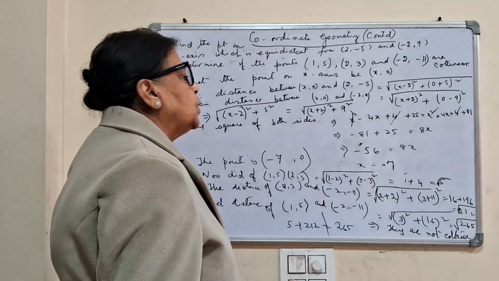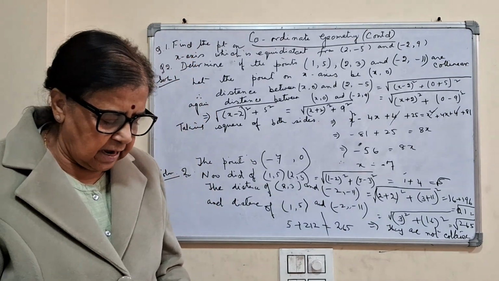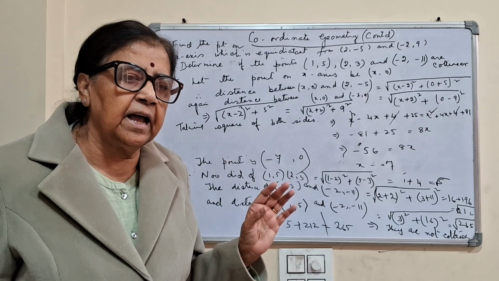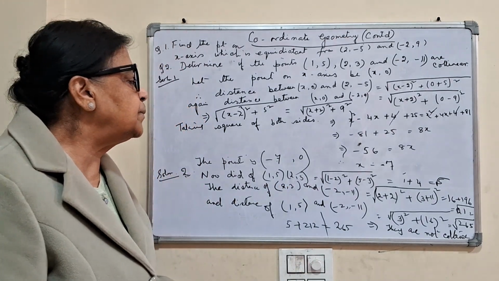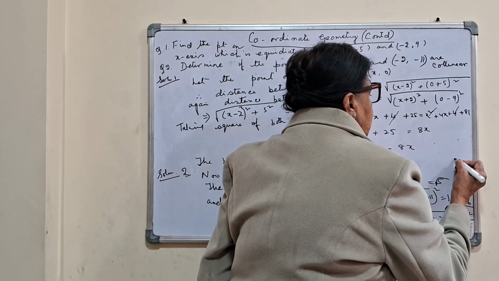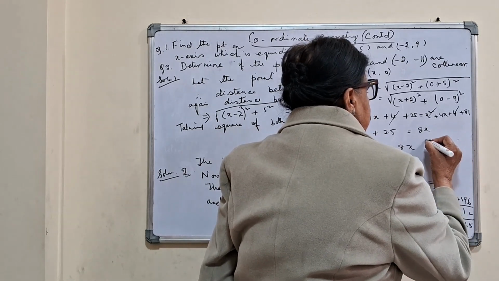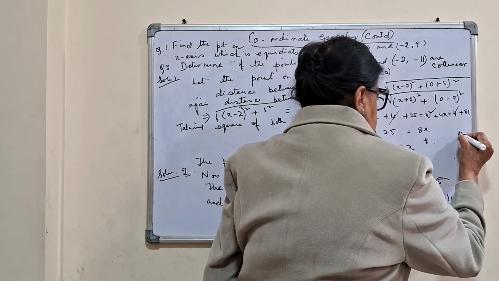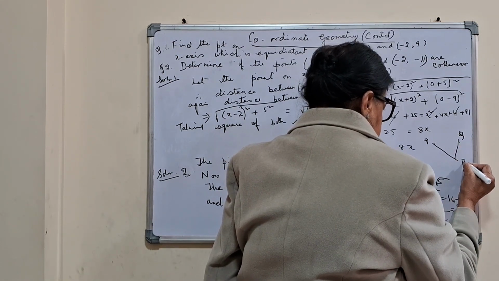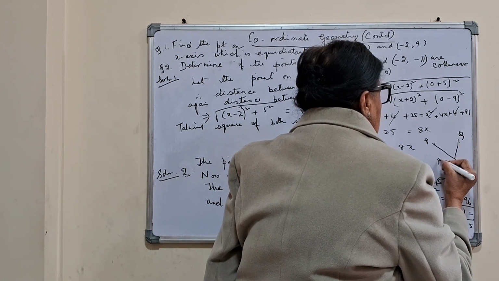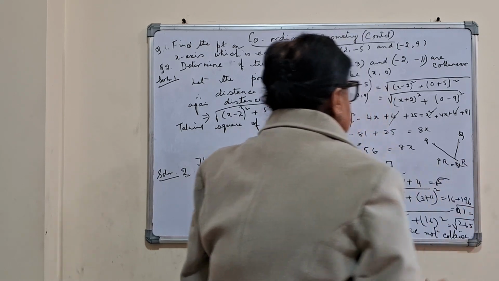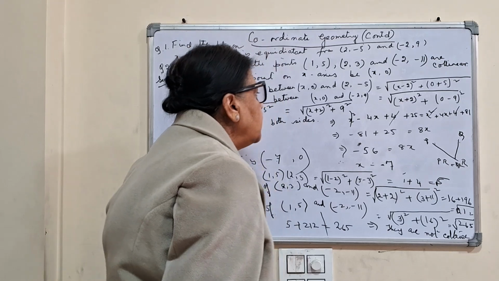Now I am equating both the sides, because they are equidistant. Equidistant means that if two points are there, P and Q, and the third point is R, then PR is equal to QR. This is equidistant.